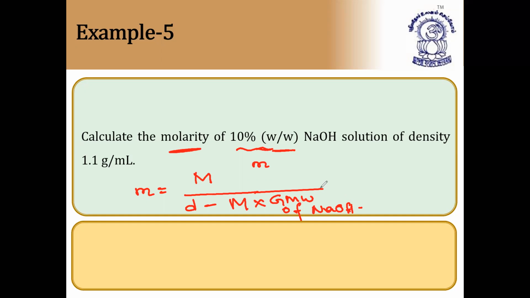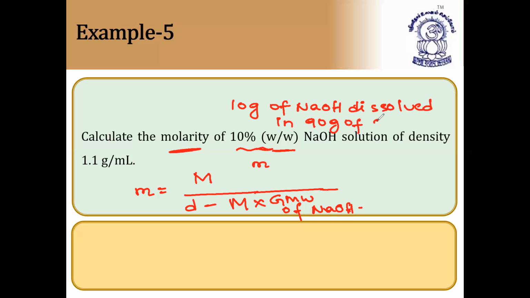How to find molarity from weight percentage? So 10% of sodium hydroxide means here 10 grams of sodium hydroxide dissolved in 90 grams of solvent. So first you can find small m.